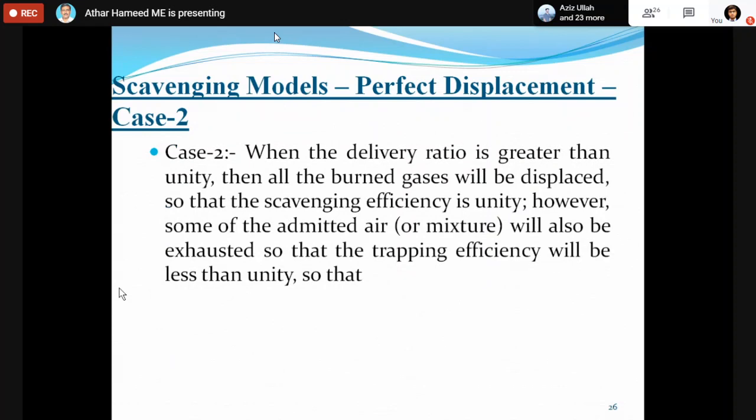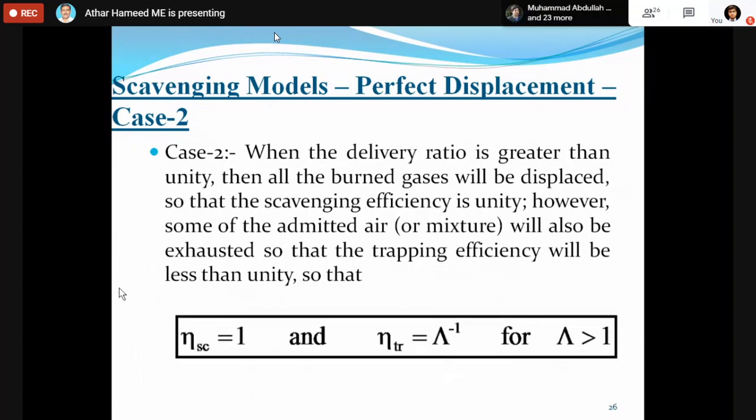Next is case two, when the delivery ratio is greater than unity. Then all the burnt gases will be displaced, so the scavenging efficiency is unity. However, some of the admitted air mixture will also be exhausted, so the trapping efficiency will be less than unity. So all the burnt gases have been removed and scavenging efficiency is perfect, unity. However, some of the admitted air will get outside, so trapping efficiency is 1 over lambda when lambda is greater than 1.